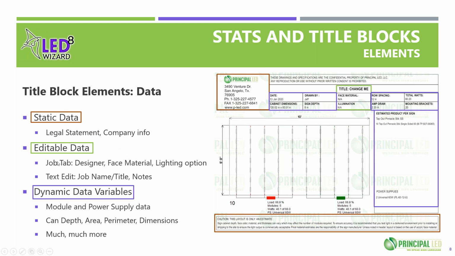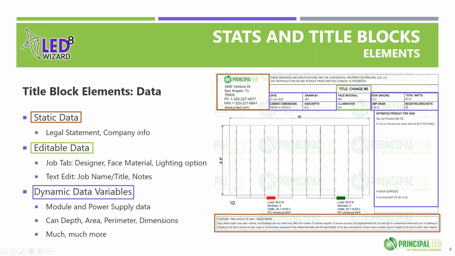Editable data, and I'll talk in a second about the job tab. Editable data is, for example, what's the face material, how is it illuminated? Those are examples of editable data. The title, there might be a notes field, or a job number, or a customer number, things like this. These are text fields that you would manually edit for the job, right? The software wouldn't know what title you want to use, for example, for that layout.